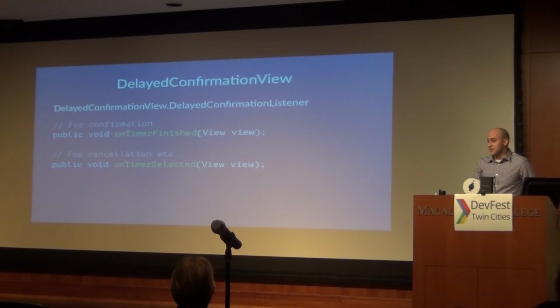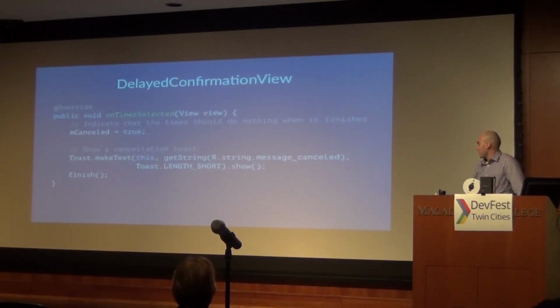Just wanted to show you what the listener looks like. It's just on timer finished and on timer selected, and you can choose to do whatever you want in there. As an example, this is what I've done in my case. On selected, so when you click it, just marking it as canceled, and then showing this toast message that it's been canceled and finishing the activity.